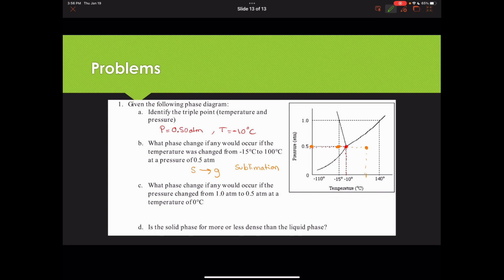Then we're asked what phase change, if any, would occur if our pressure changed from 1 atmosphere to 0.5 atmospheres at 0 Celsius. So we'll say zeros around in here. And we're going from 1 atmosphere to 0.5 atmospheres. We start off in the liquid phase. We cross the line into the gas phase. So we've got vaporization occurring.